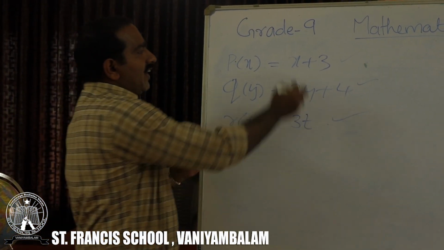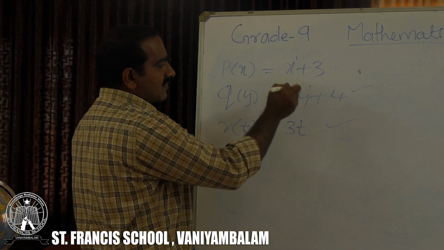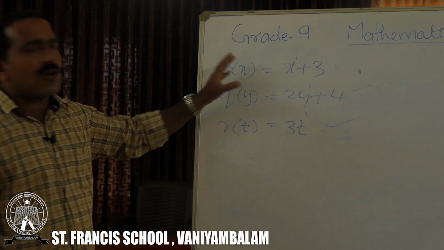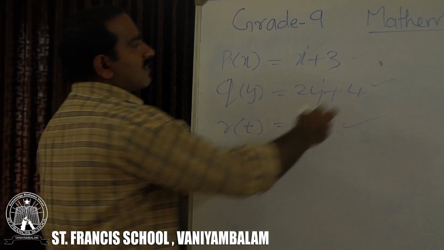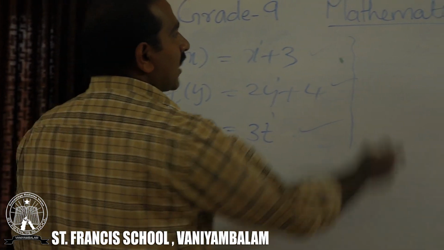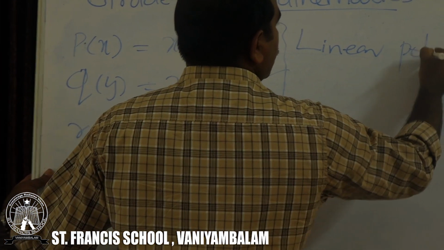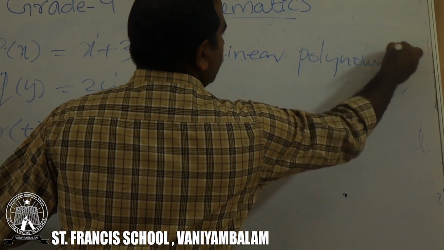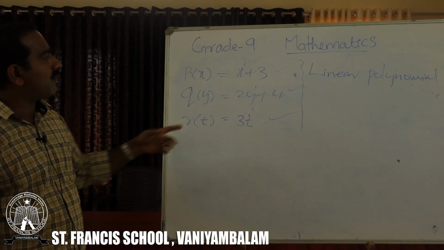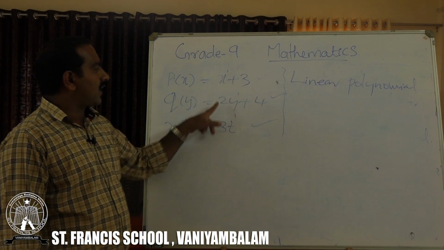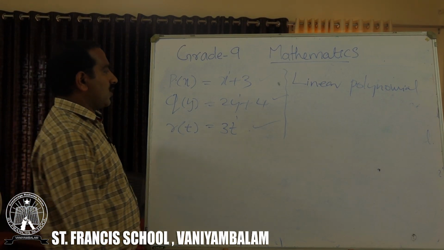Here the variable is x, power is 1. Here the variable is y, power is 1. The variable is t, power is 1. All these polynomials have degree 1. For this type of polynomial there is a special name. They are called linear polynomials. What is a linear polynomial? A polynomial of degree 1 is called a linear polynomial.